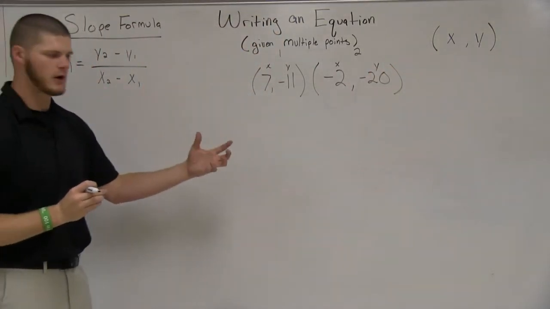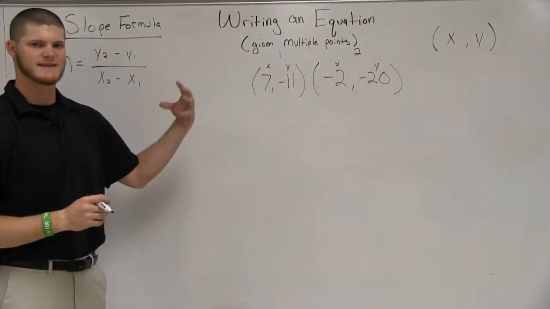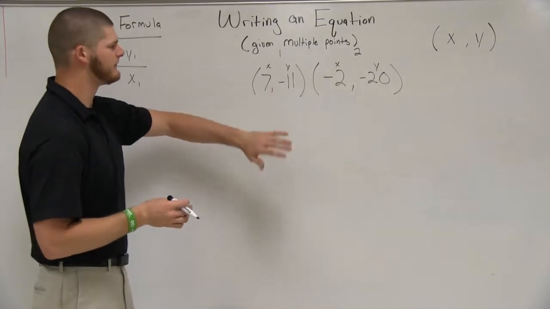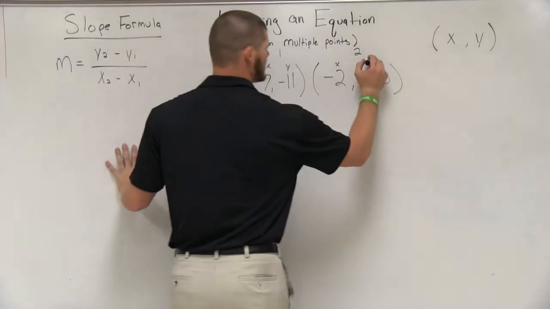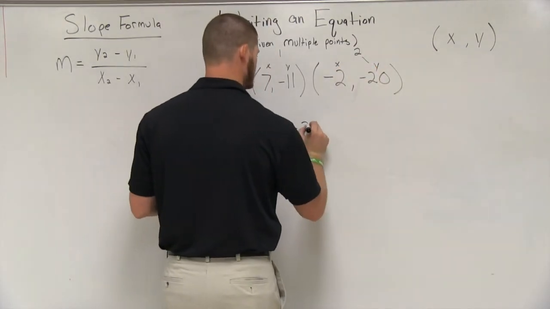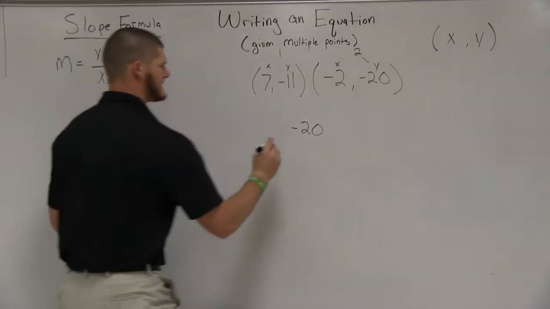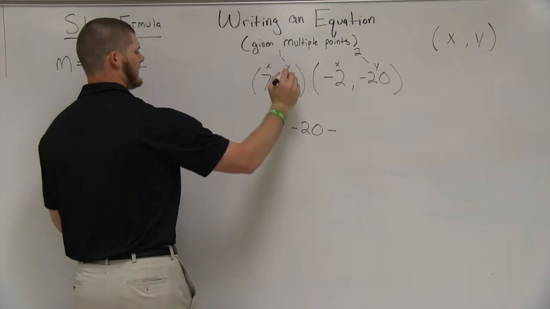It's not super difficult, especially if we label our points and get used to labeling them the same way every single time. It's almost impossible to get confused. It's just follow directions. So y2, our y2 is -20. And then we're going to minus y1, which is -11.